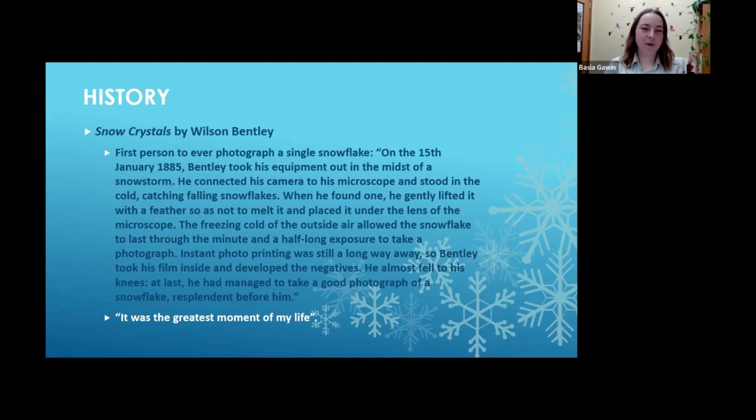Back then you didn't just snap a picture and have it on your phone. He had to have a 1.5-minute long exposure. But when he finally saw the developed image, he said it was the greatest moment of my life.